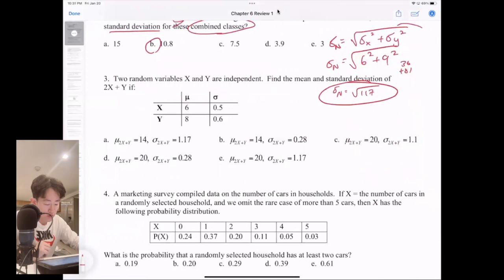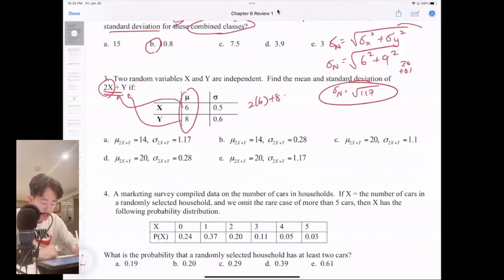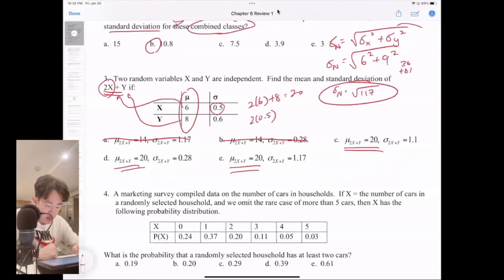Number three, two random variables, x and y, are independent. So we want to do this, the new variable that's defined as 2x plus y. If I want to find out the mean and the standard deviation of that, first of all, the mean is very simple. I can just think of it as plugging these numbers in. So 2 times 6 plus 8 gives you 20. So I'm going to eliminate all the ones that don't say 20 for that. So we are looking at C, D, or E. For standard deviation, 0.5, by doubling it, yes, that also gets doubled. And the standard deviation for the new x variable will be considered to be 1.